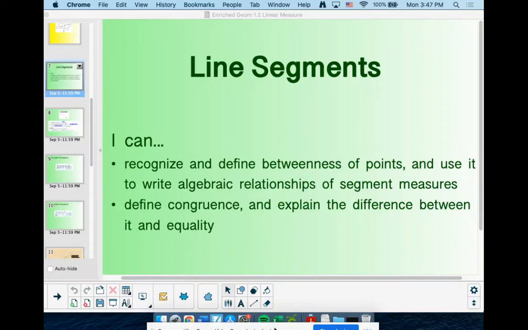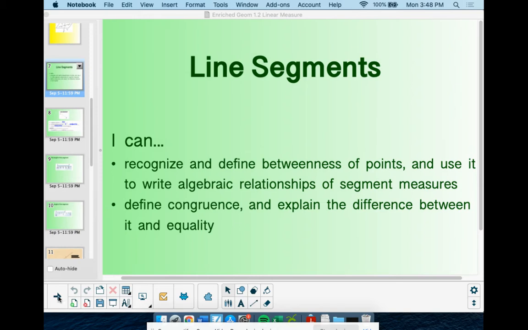Hello, folks. We are on our next lesson, which is on linear measure. It's broken up into 2 days. This first one is specifically on line segments. After today, you're going to be able to recognize and define betweenness of points and use it to write algebraic relationships among segment measures. We'll talk about line segments being congruent and explain the difference between that and equality.